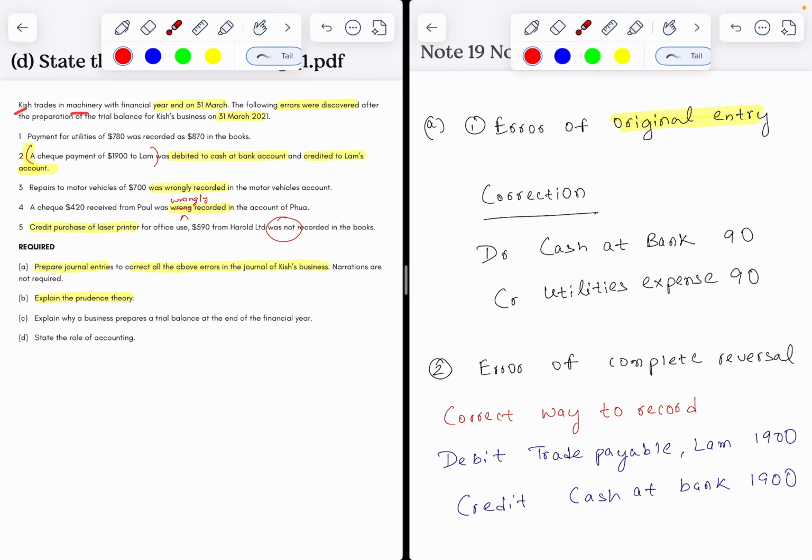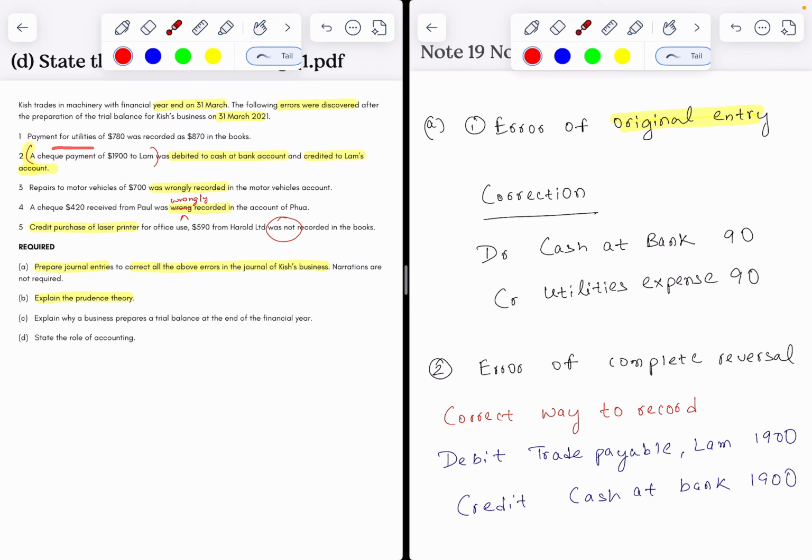Kish trades in machinery with a financial year ending on 31st of March. The following errors were discovered after the preparation of the trial balance for the business on 31st of March 2021. So here we have got 5 errors that we have discovered at the end of the financial year, and our requirement is to prepare the journal entries and correct them. So let's look into the first error that we have got.